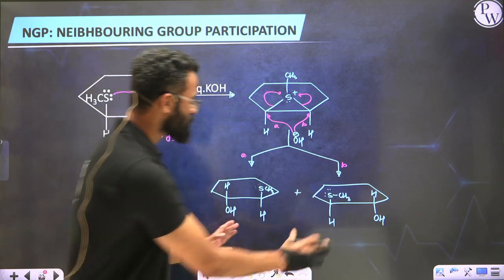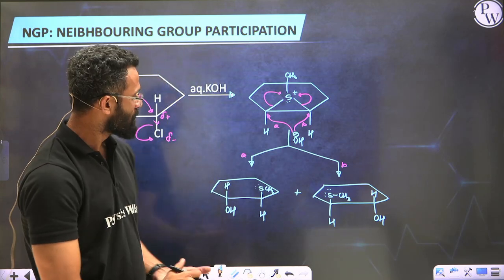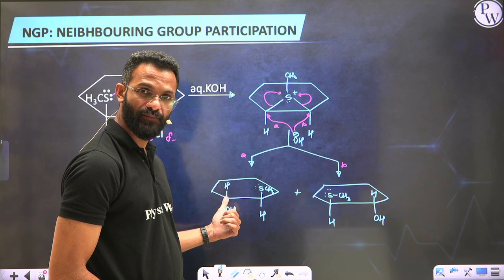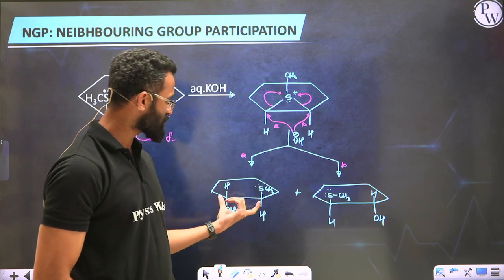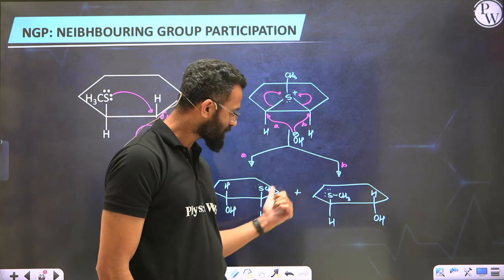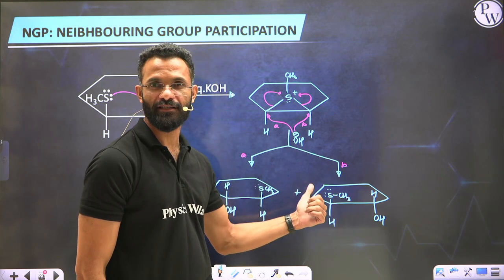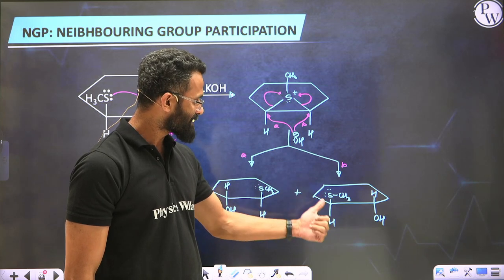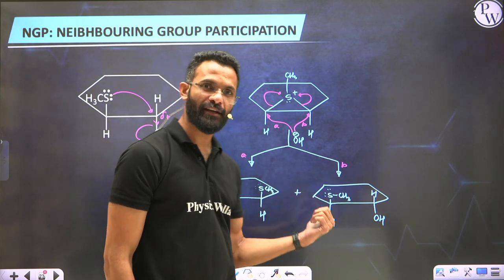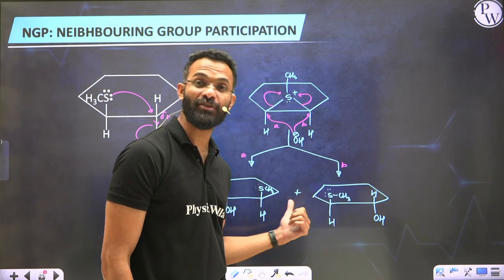So we got these two products. Now, if you look, this is a chiral carbon, even this is a chiral carbon atom. But there is no mirror plane of symmetry, so this is an optically active compound. Even this is an optically active compound, and both are mirror images of each other. So this is a pair of optically active isomers of the same compound which are related to each other as mirror images, so they are enantiomers.